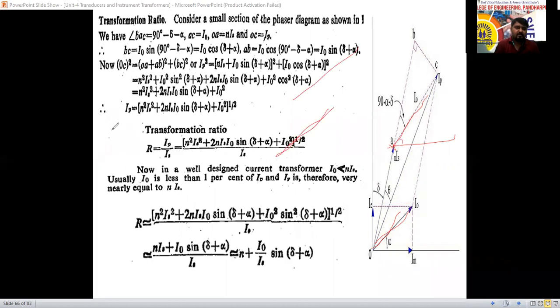Some parallel paths they are going to consider, but the distance will be the same only. Like that, the distance of this I naught value, that one we are going to consider as I naught here. But all these things we have to do as an assumption now. Remember that here, assumption we are going to do.